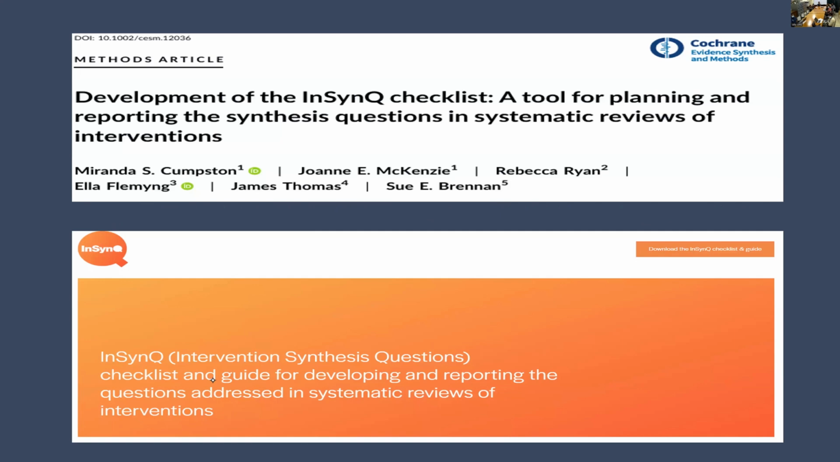So this is a snapshot of the InSynQ website. This was made after looking at the article that was published in Cochrane, which describes the development. Why did they decide to do this, and how did they come up with it? It includes all the steps they went through to arrive at this, and how they picked a few questions from each of these checklists.